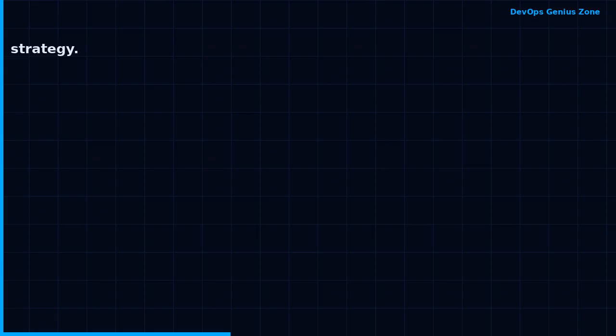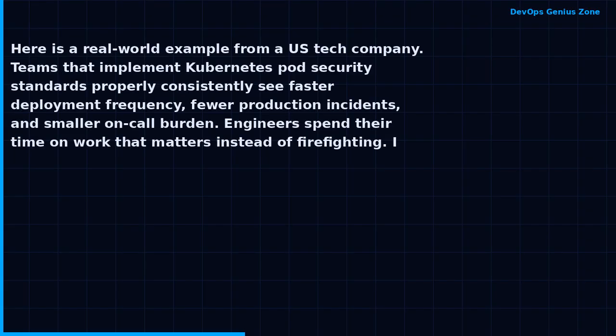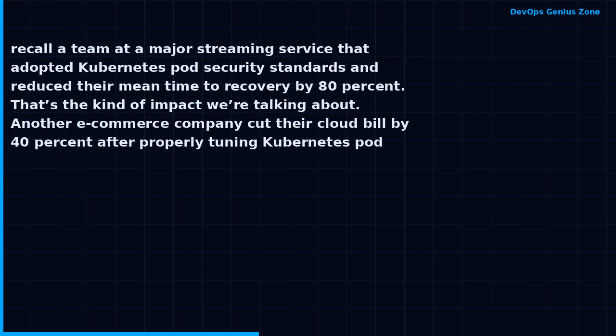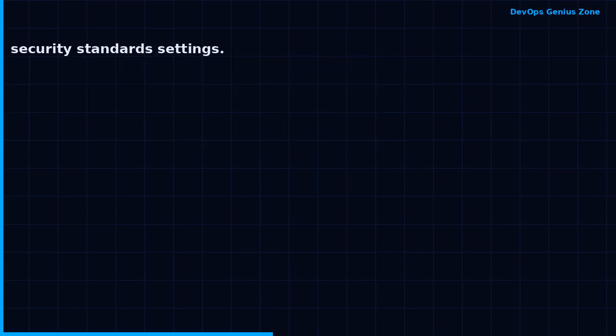Here is a real-world example from a US tech company. Teams that implement Kubernetes Pod Security Standards properly consistently see faster deployment frequency, fewer production incidents, and smaller on-call burden. Engineers spend their time on work that matters instead of firefighting. I recall a team at a major streaming service that adopted Kubernetes Pod Security Standards and reduced their mean time to recovery by 80%. That's the kind of impact we're talking about. Another e-commerce company cut their cloud bill by 40% after properly tuning Kubernetes Pod Security Standards settings.